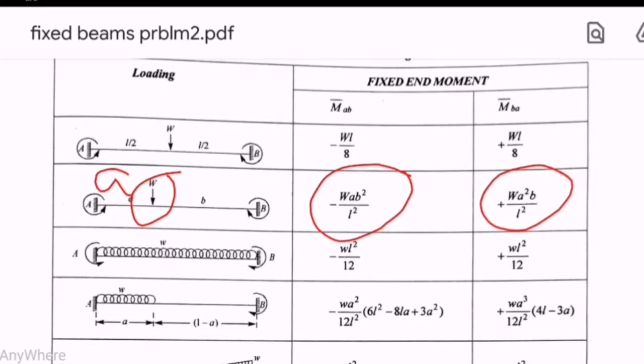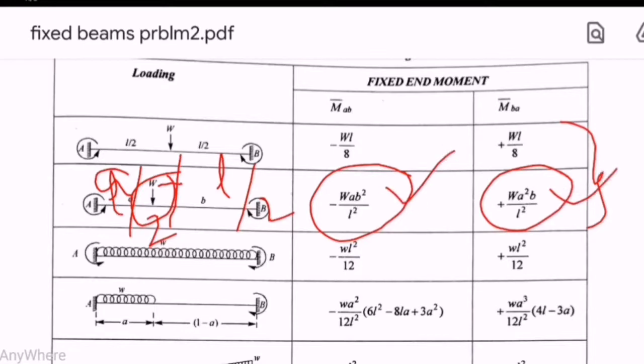And if you want to cross check both these formulas, you can place this W exactly at L by 2 like this, and in the place of a you can write L by 2, and at b also you can write L by 2. Substitute a and b as L by 2 in both these formulas, and you'll get these answers, right?